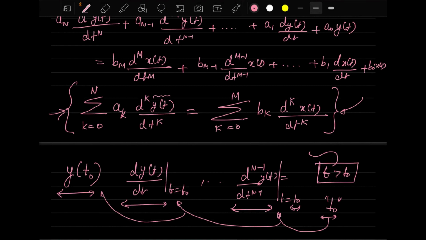Any questions related to this? This is very important: initial conditions should be kept in mind in order to find the unique solution.